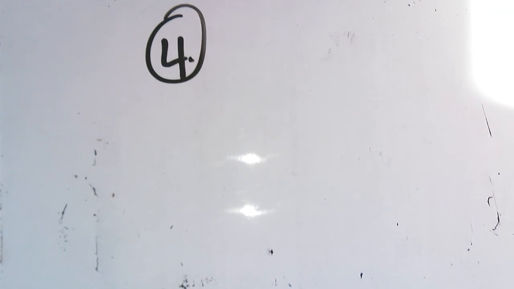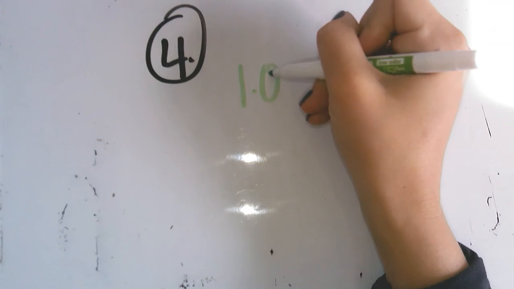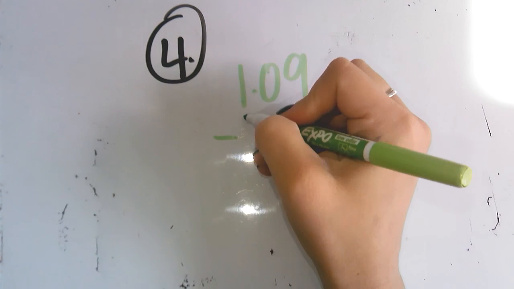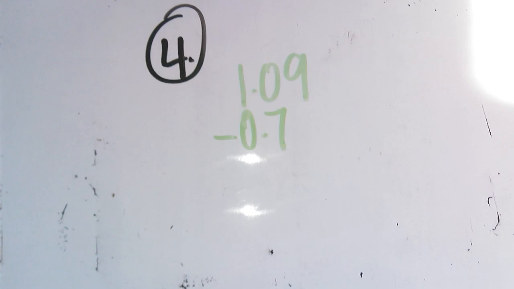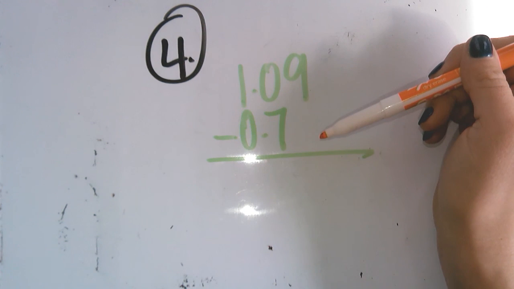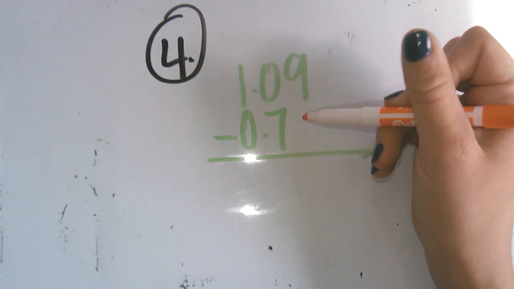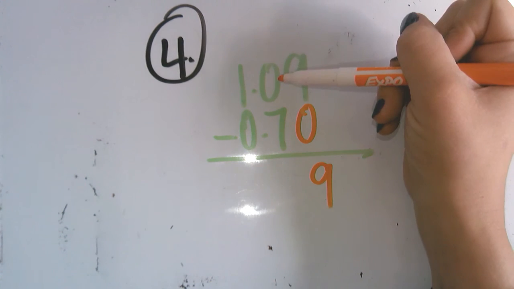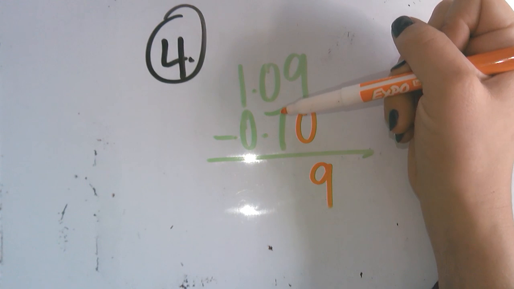So in number 4, we have 1 and 9/100ths minus 0 and 7/10ths. So they're stacked already, so that's really nice. But I think we all see the problem. We have 9 minus nothing, which we can do, and 9 minus nothing is 9. But when we go here, we have 0 minus 7, which we can't do.